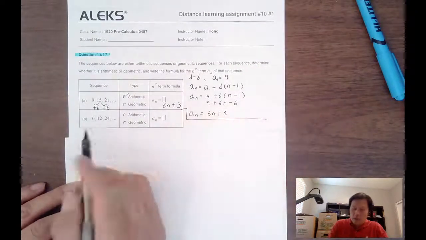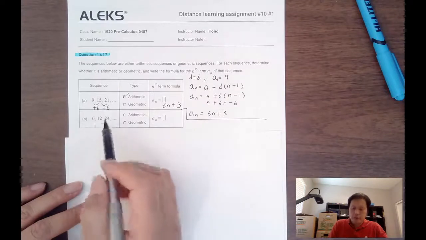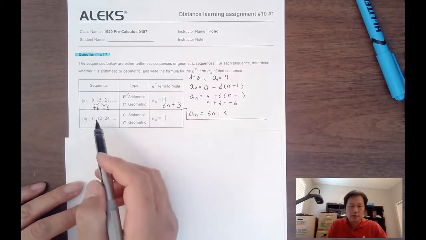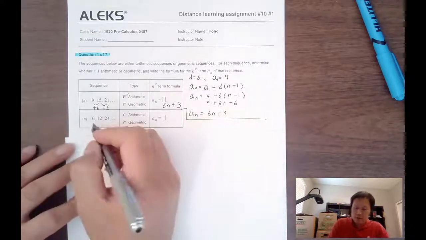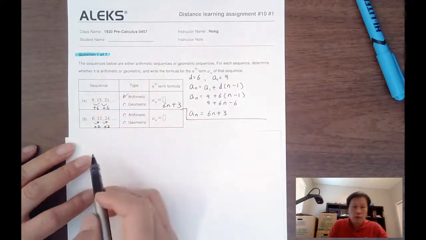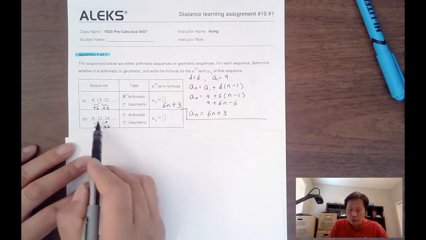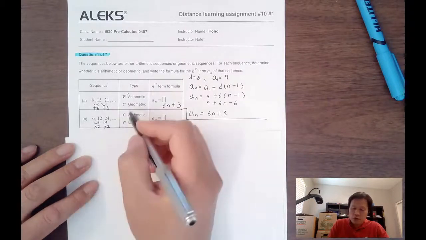Next question: 6, 12, 24. First, you might already be able to say, okay, that's multiplying by 2, so it's geometric. How do we know that? 12 divided by 6 is 2. 24 divided by 12 is 2. So you know it's a geometric sequence.